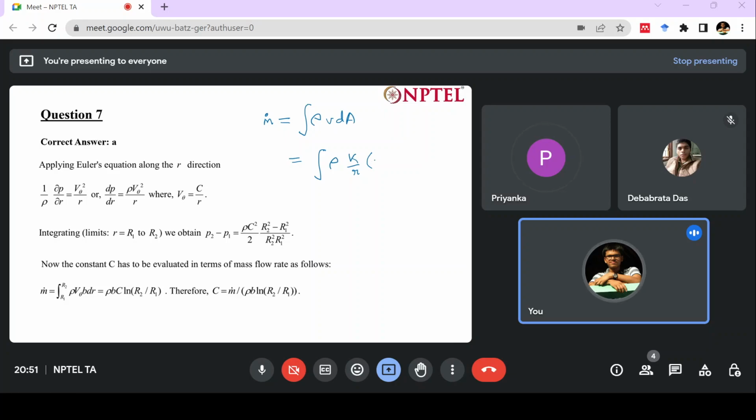Yes, sir. So R2 minus R1 is one of the dimensions of dA. There is no variation taking place along it, so I can simply write it down here. And the other dimension is your r, so you will write dr. And you will integrate this from R1 to R2. Right?